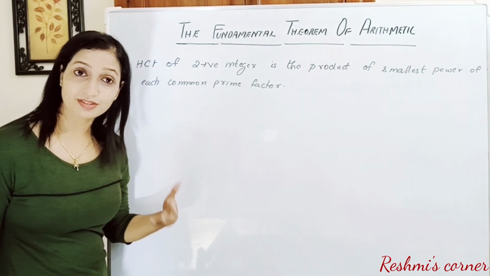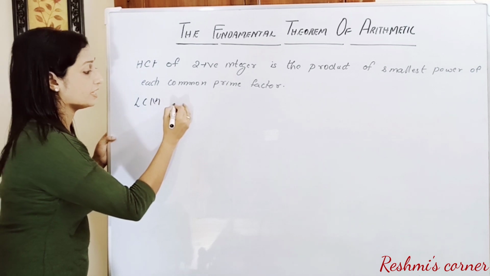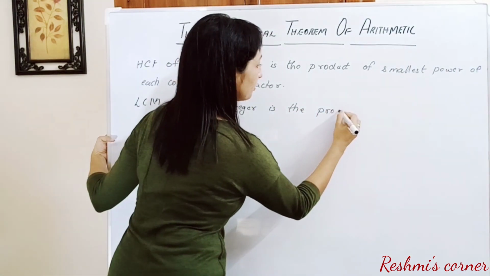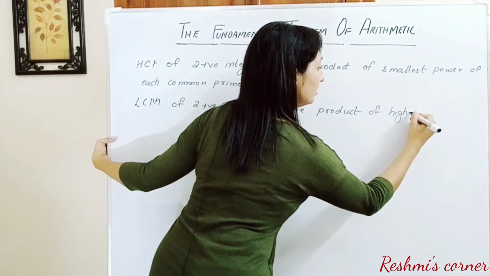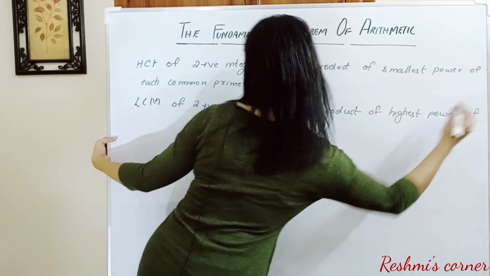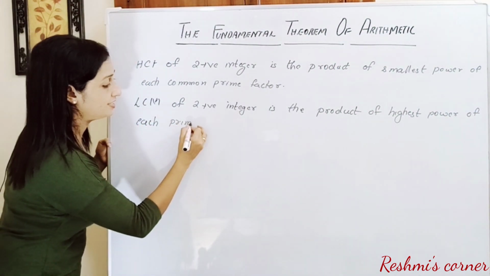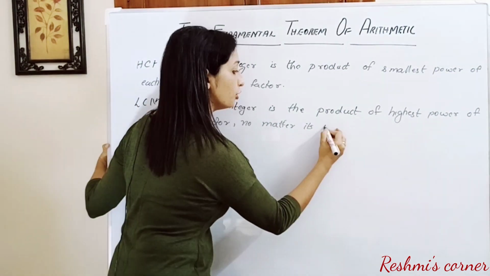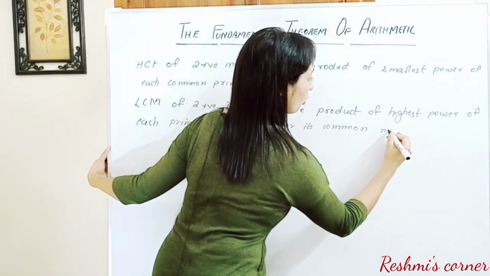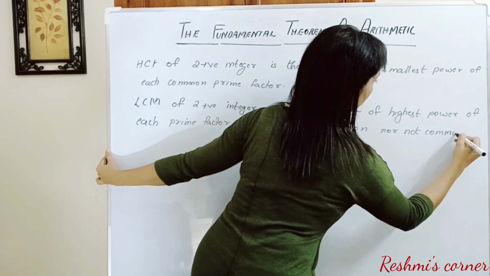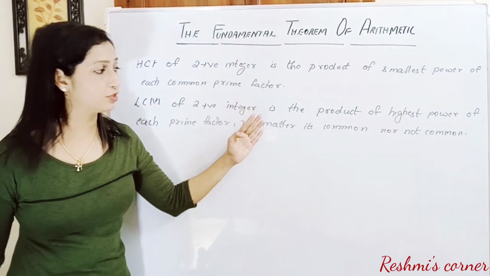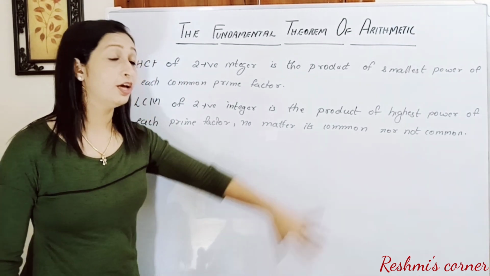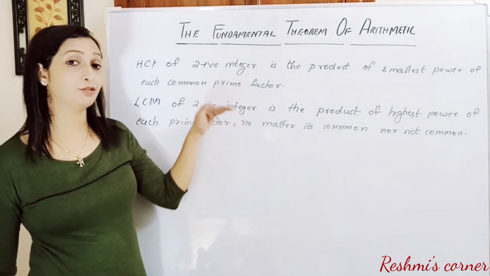Then what is LCM? LCM is the least common multiple. Then LCM of two positive integers is the product of the highest power of each prime factor, no matter whether it is common or not common. So what is this LCM? LCM of two positive integers is the product of the highest power of each prime factor, no matter whether it is common or not common. Now both of these will be clear through an example, showing the difference between HCF and LCM.